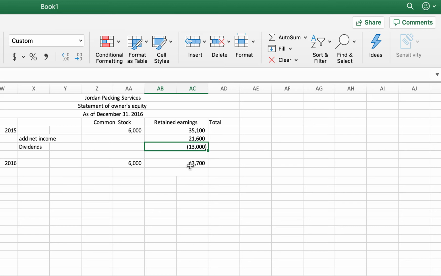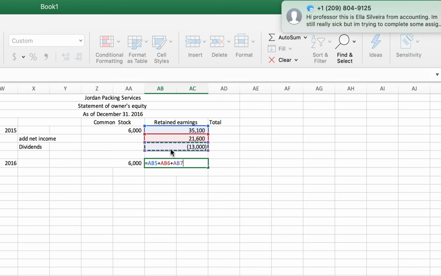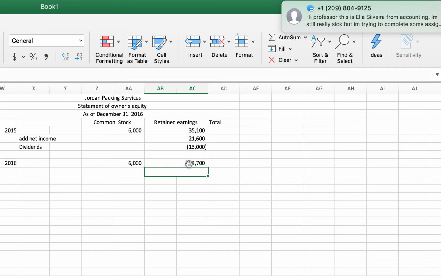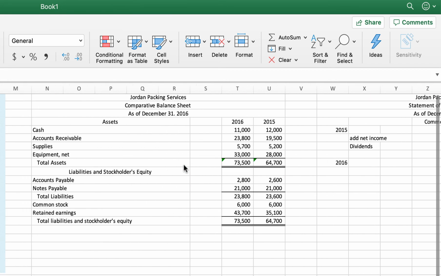Okay. Well, let me see if I'm right. Am I really right? Well, equals 35,100 plus my net income of $21,600. I'm going to say plus my dividends. Why? Because I put my dividends in as a negative, but normally I would subtract those. Gives me $43,700, which is my ending balance. So I'm good. I'm good here. I'm perfect. Okay. So that's how you do this exercise.